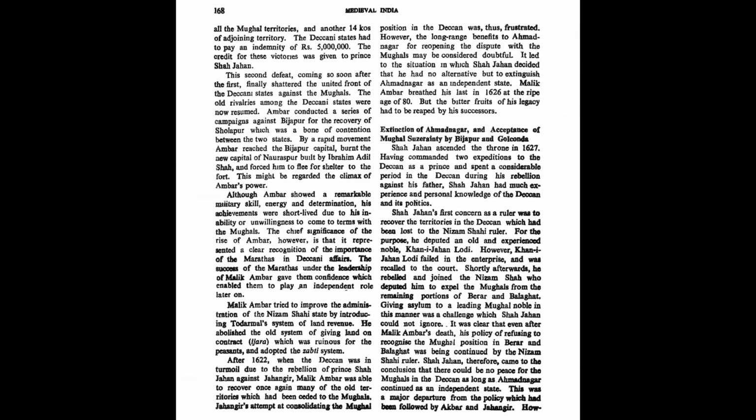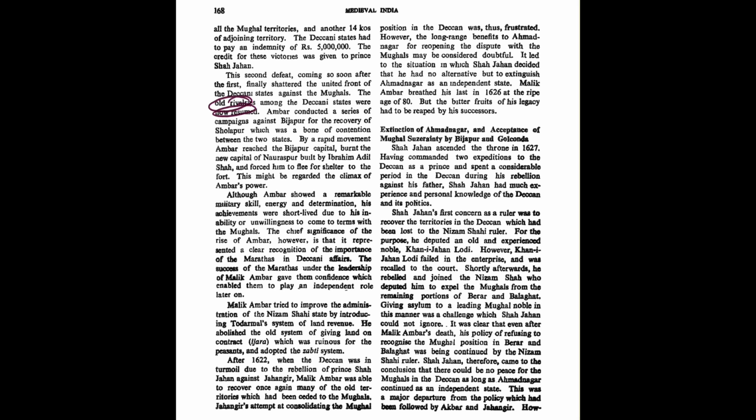Ambar had to restore all the Mughal territories and another 14 kos of adjoining territory. The Deccani states had to pay an indemnity of rupees 5,50 lakhs, 5 million. The credit for these victories was given to the Prince Shah Jahan, Khurram. This second defeat coming so soon after the first finally shattered the united front of the Deccani states against the Mughals. The old rivalries among the Deccani states were now resumed.